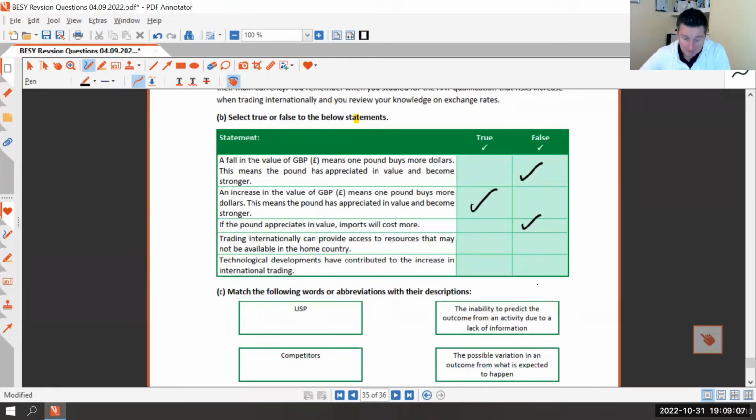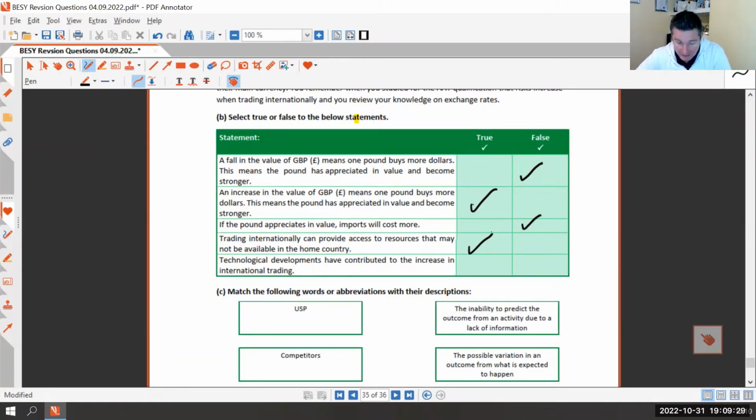Last couple in part B. Trading internationally can provide access to resources that may not be available in the home country. That is true. So, for example, there's lots of rare earth minerals and things like that we just don't have in the UK. We have to import them, and they come from Africa and Australia and places like that because we just don't have access to them.